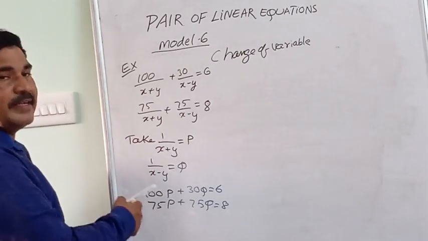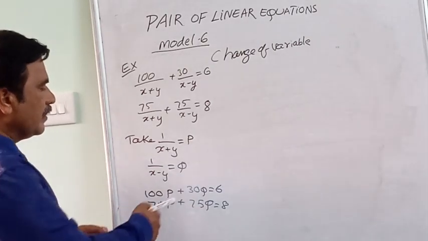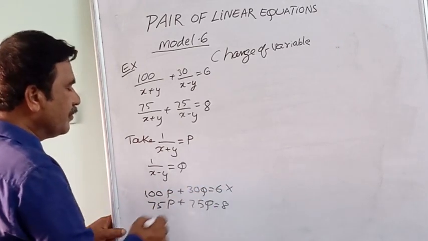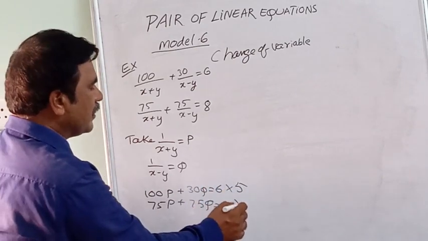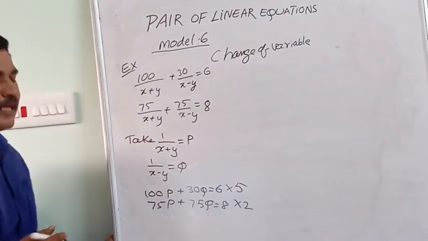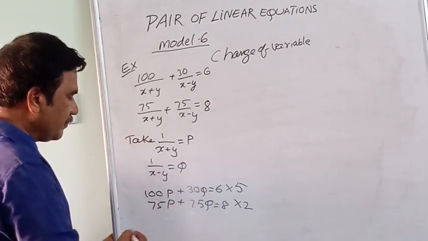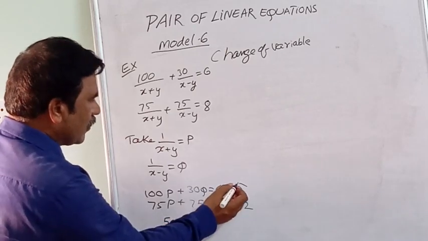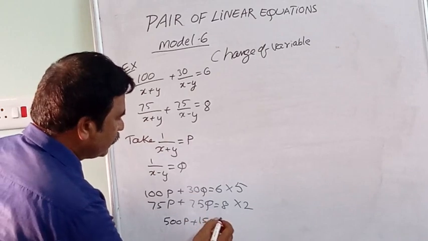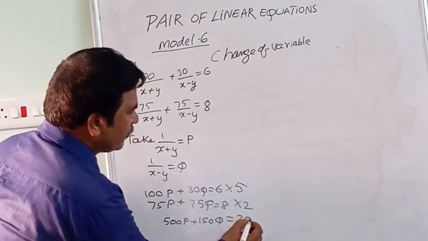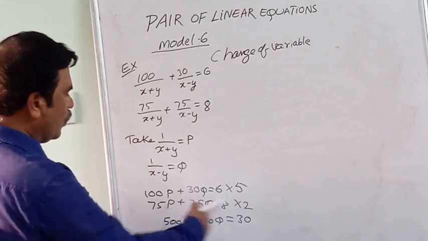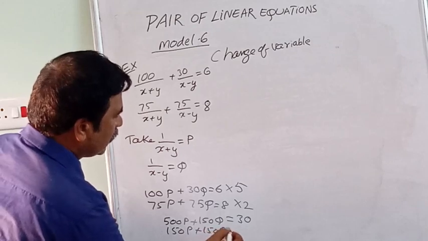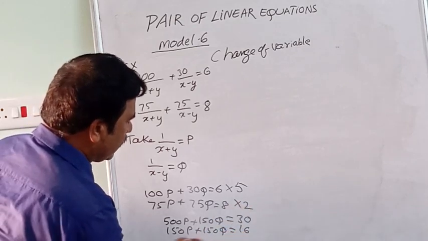Now solve these two equations by the elimination method. This is 30, this is 75. Multiply this equation by 5 and this equation by 2, then the y variable becomes equal. See what they become here: 100 into 5, 500p, 5 into 30, 150q, 6 into 5, 30. Now this one also, 2 into 75, 150p, 150q is equal to 2 into 8, 16.